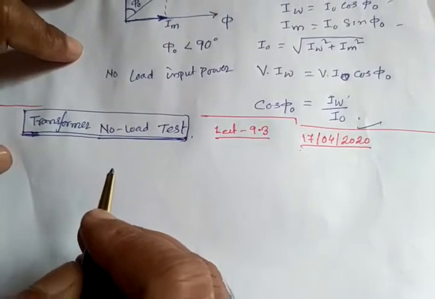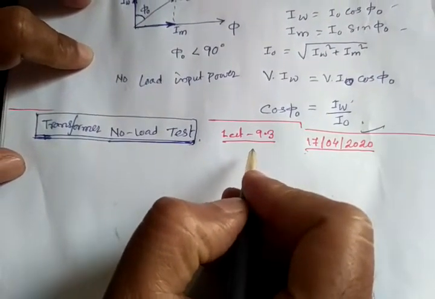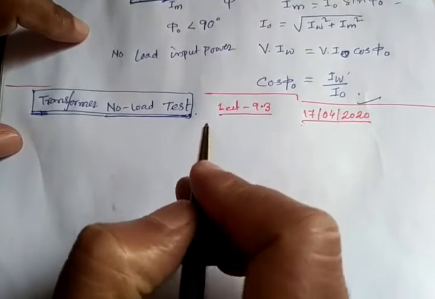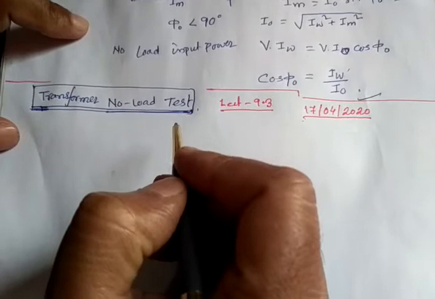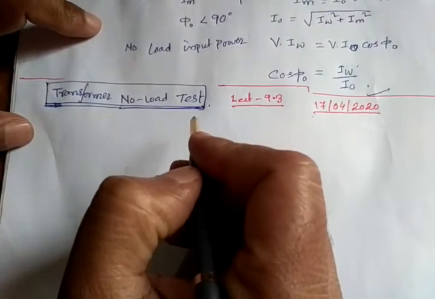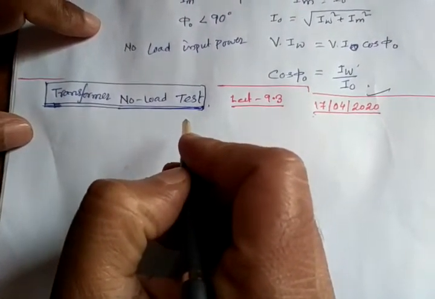Welcome you all to this lecture 9.3. This is on the transformer no load test. This test is done to basically find the transformer parameters and some constants.